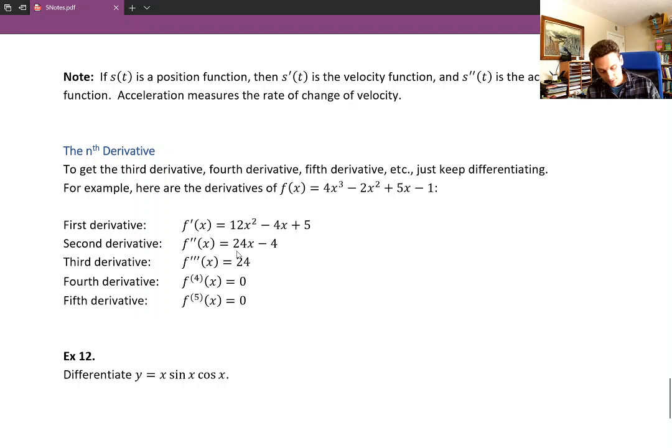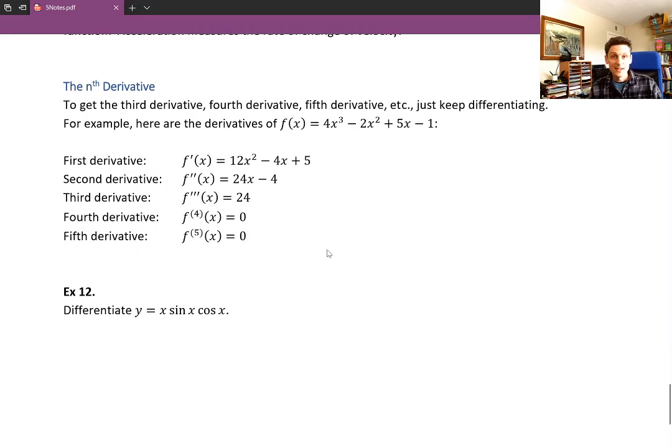The second derivative, you get 24x minus 4. And then the third derivative, you get 24. The fourth derivative becomes 0 because, again, the derivative of that constant is 0. And then the fifth derivative is going to be 0. And as you can probably guess, the sixth and the seventh and the eighth and the ninth and the 10th derivatives will also be 0. This always happens with polynomials. They always eventually go to 0 if you keep taking derivatives of them.